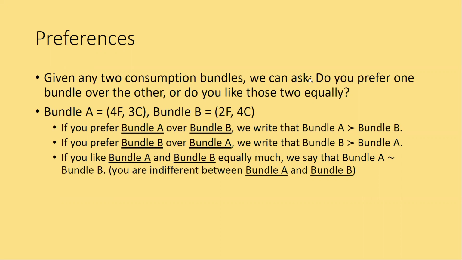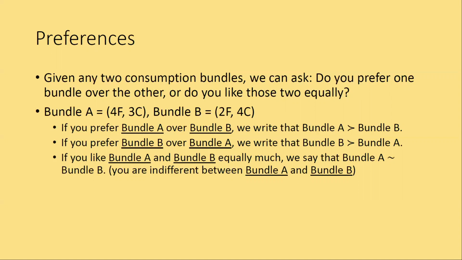So with different kinds of bundles, we are going to define the consumer preferences. Given any two bundles, like bundle A and bundle B that we touched on just now, we can ask every single consumer: do you prefer one bundle over the other, or do you potentially like those two equally? The bundles in question are bundle A with 4F and 3C, and bundle B with 2F and 4C. The consumer may give you one of the following answers.